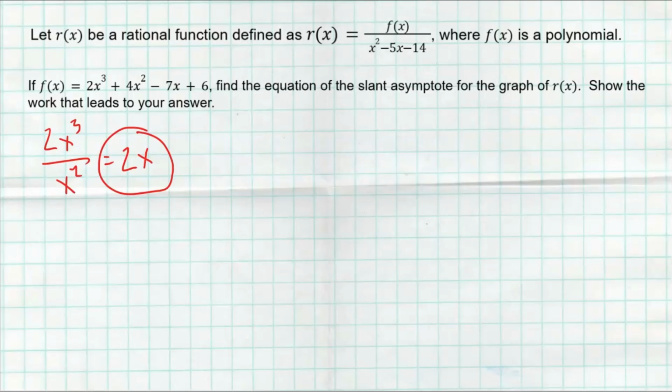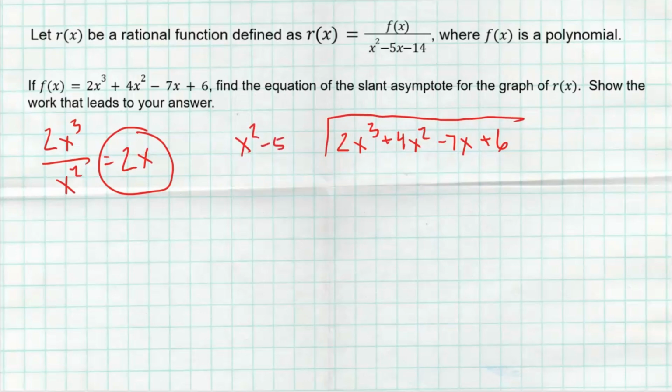Well, we need that long division. So I'm going to go ahead and take my numerator, 2x cubed plus 4x squared minus 7x plus 6. I'm going to divide all of that by the denominator of x squared minus 5x minus 14. All right, so first thing is, how do I turn an x squared into a 2x cubed? Well, I need a 2x. If I multiply x squared times 2x, I get 2x cubed.